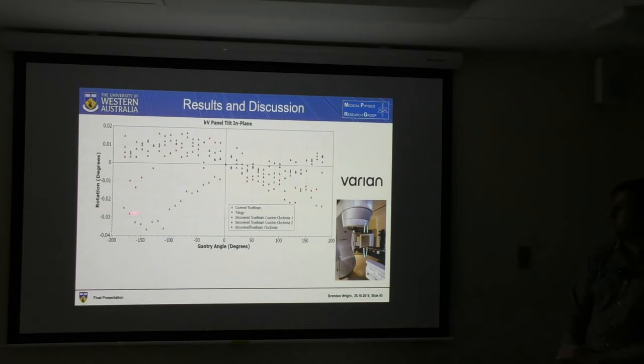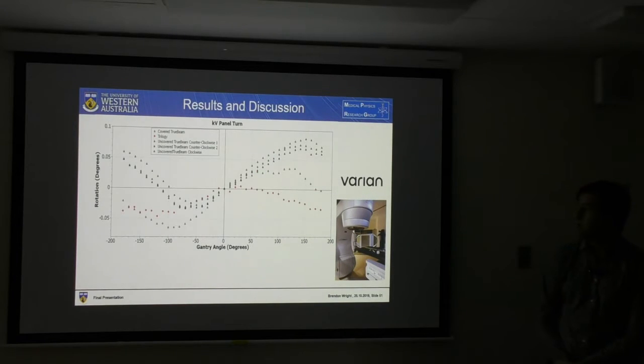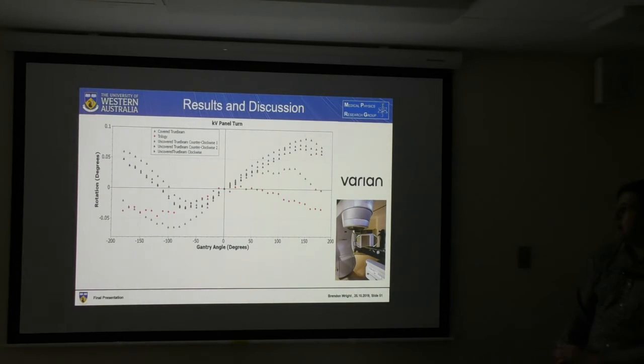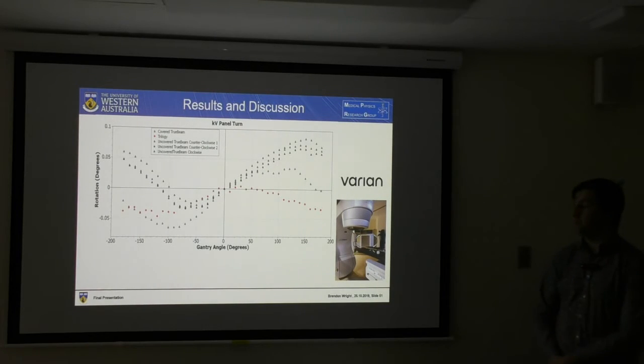There is a somewhat sinusoidal trend that can be seen. However, this is within the limits of the optical flow system, and thus it's hard to attribute this to actual movement or whether it's just random noise which is causing this. For the panel turn, there is a more noticeable sinusoidal trend that can be seen in the data here, with a very different sort of pattern seen for the Trilogy and for the TrueBeam.